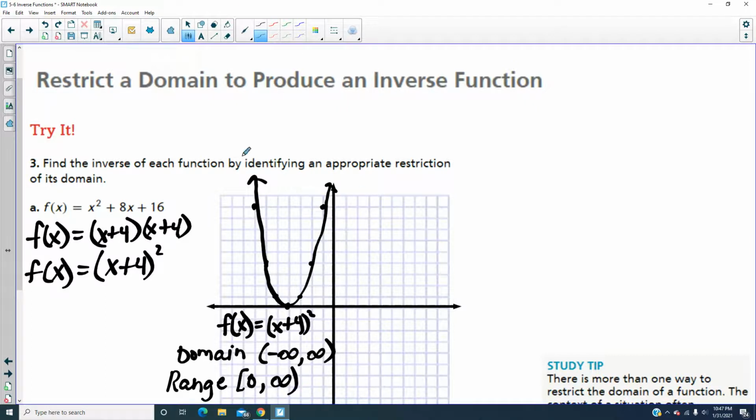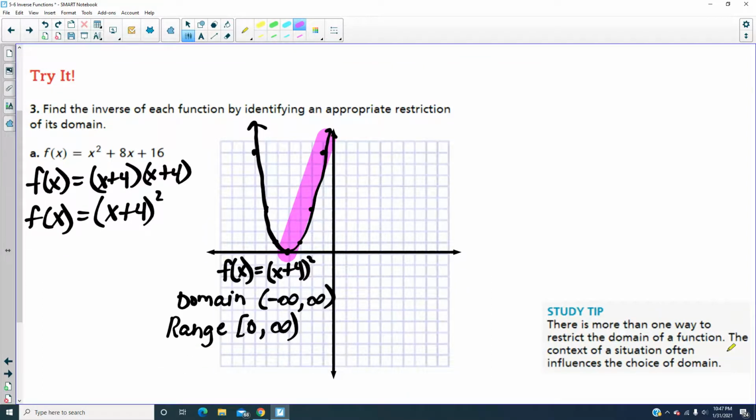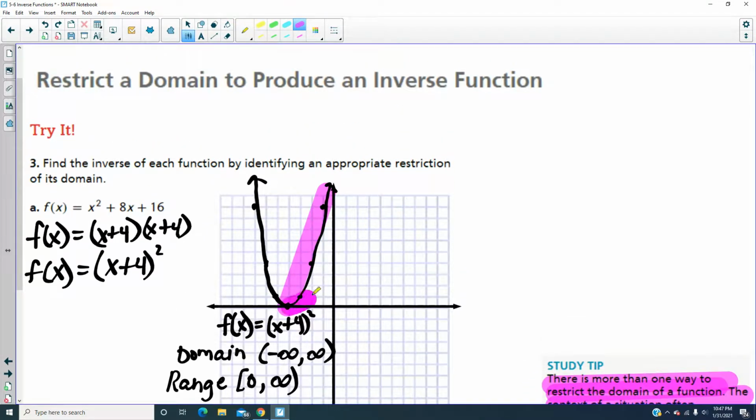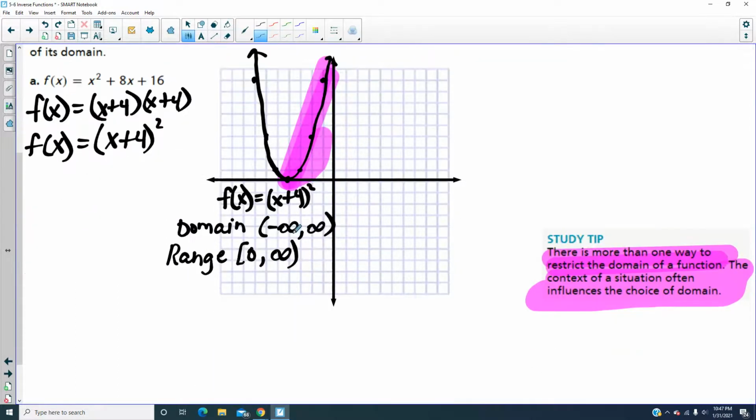If I restrict the domain, that means don't graph the entire parabola. Instead, maybe I only want to graph this part of it, the part on the right side. Now there's more than one way to restrict the domain of a function. Usually if it's a word problem, it's the context of the situation that influences the domain, but if it's just a general formula, then I get to pick how I'm going to restrict the domain. So I'm going to restrict it to this right side. Instead of having a domain of negative infinity to infinity, I'm going to change that to a domain from here to infinity. So that's negative 4.